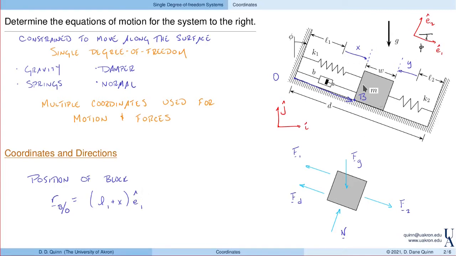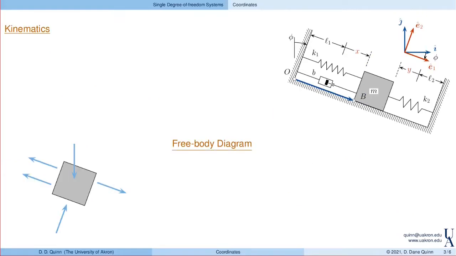So we've gotten two coordinates, X and Y. And as we said before, those two are dependent on one another. If I know one of these, then I can tell you where the block is. So that brings us to our next step, which is to identify the constraint between X and Y.